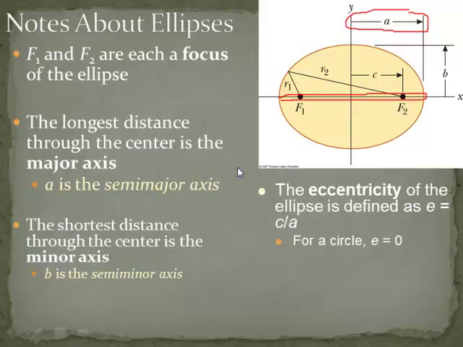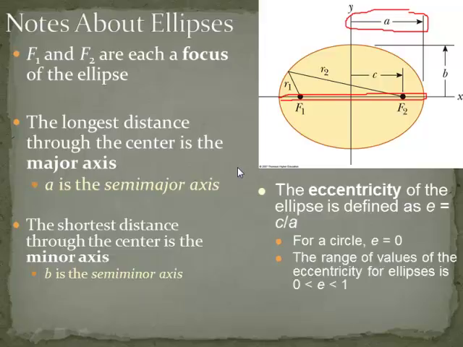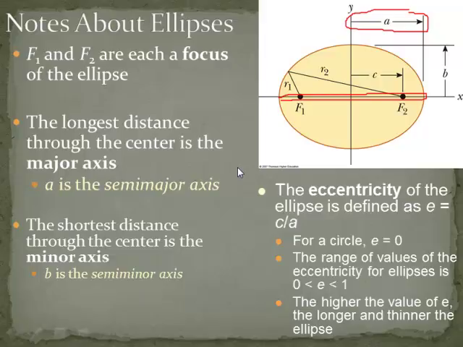For a circle, the eccentricity of the ellipse will be equal to 0. The range of values is between 0 and 1, and the higher the value of e, or the closer it is to 1, the longer and thinner the ellipse.